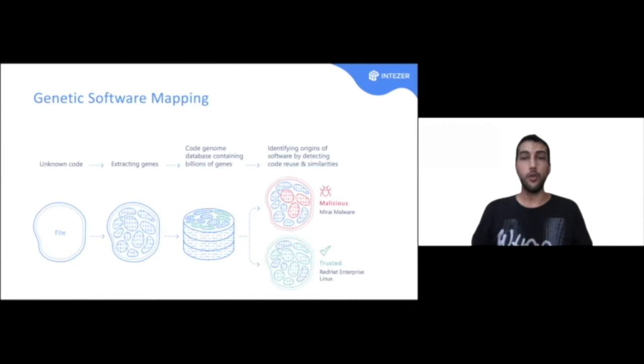Now, with that, once we have a new file which we want to investigate, we can run it in the genetic software mapping engine, extract the genes, and then compare them to the other genes that exist in our genome database. And based on the code we use, we can determine if the file is good or bad.